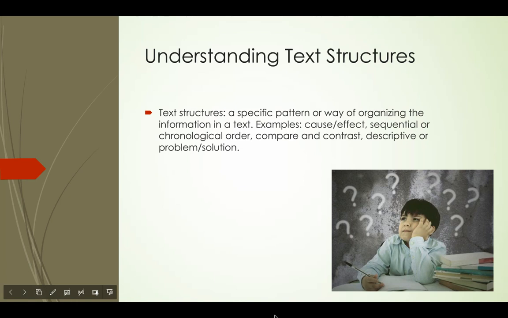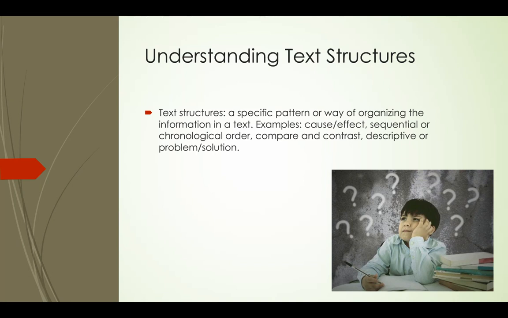So, understanding text structures. What does that mean? Text structures are a specific pattern or way of organizing the information in a text. For example, an author may have written as cause and effect. There is a cause. What is the effect? He or she may have written your text in sequential or chronological order. That means that things come in a specific order.